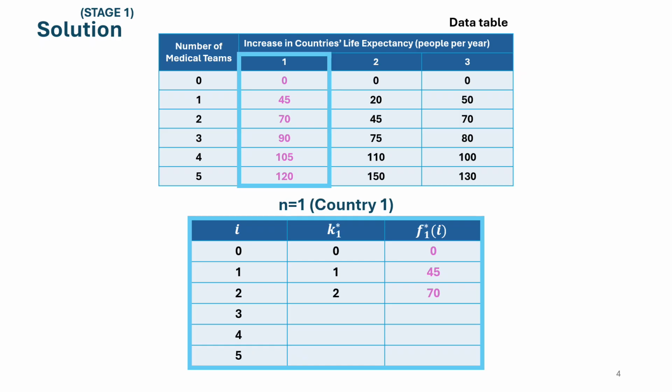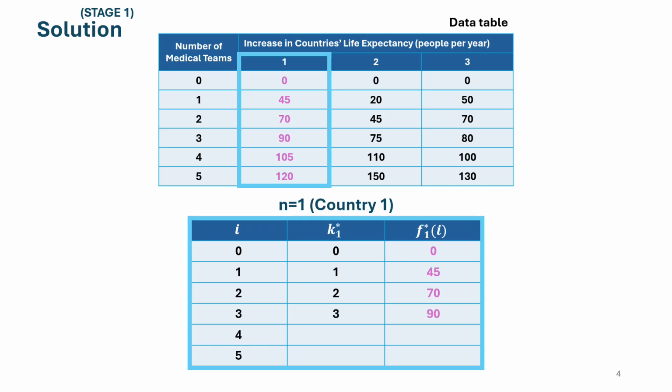For the state I equals 3, the possible allocations for k are 0, 1, 2, or 3, with returns of 0, 45, 70, and 90. The maximum value is 90, corresponding to an allocation of 3 teams. We record k star as 3 and f star as 90.